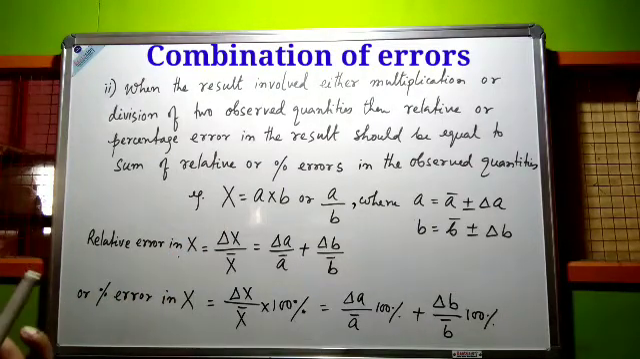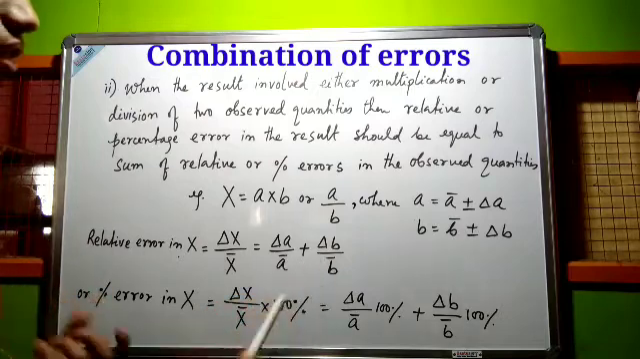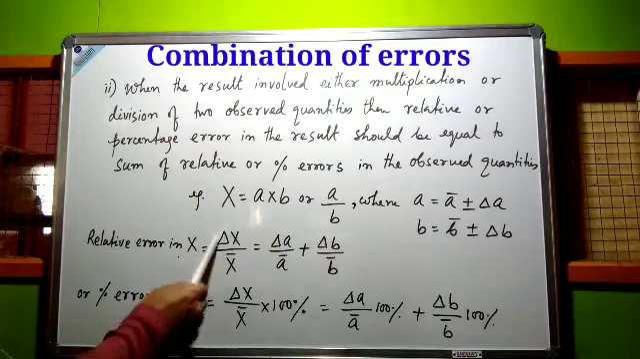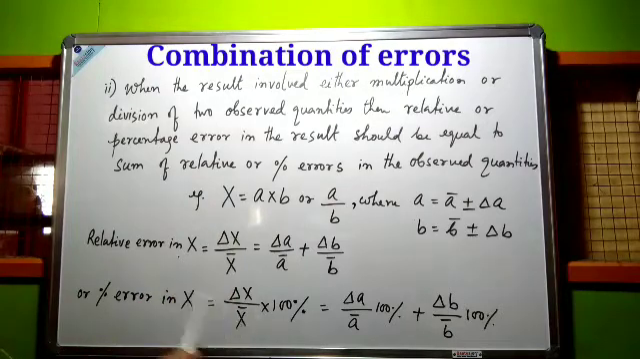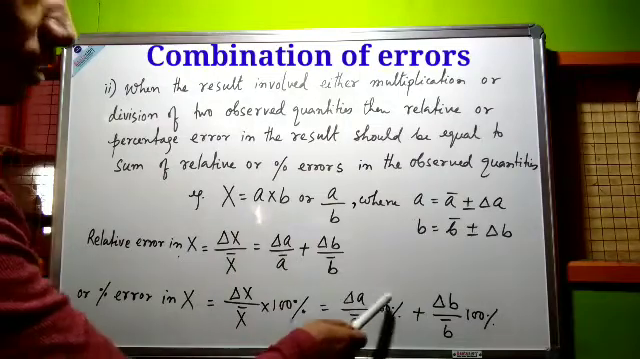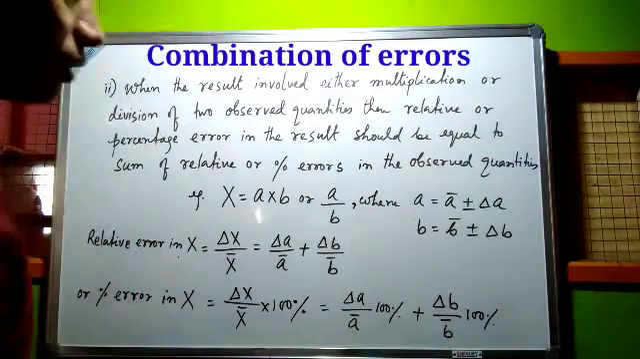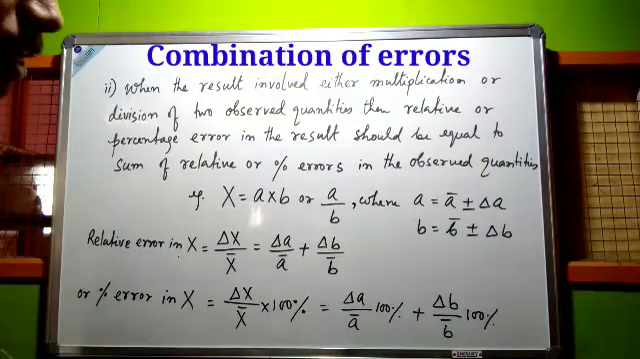Then for percentage error, we multiply by 100%. That is, percentage error in x equals relative error delta x by x bar multiplied by 100%, which equals percentage error in a plus percentage error in b. Percentage error is obtained by multiplying the relative error by 100%.